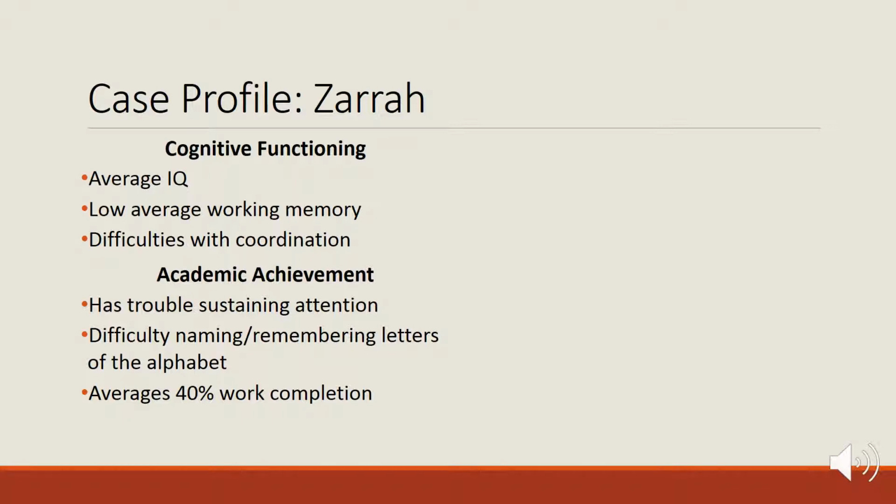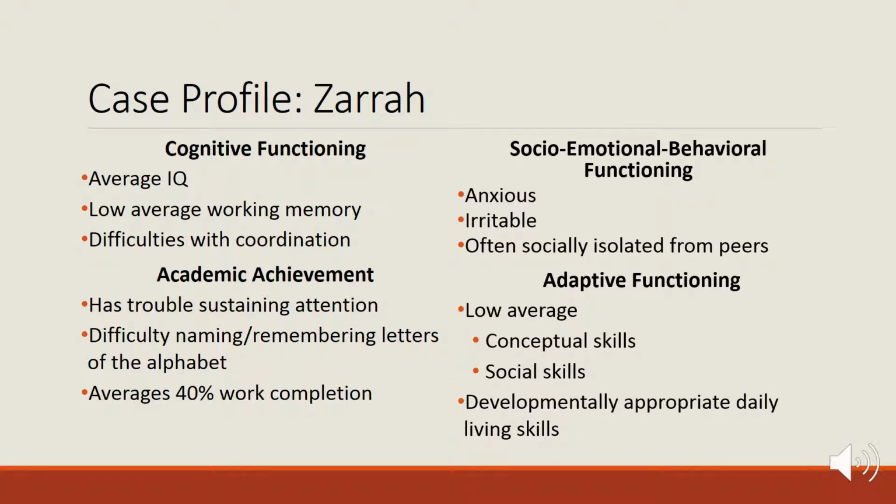For cognitive functioning, Zara has an average IQ, low average working memory, and difficulties with coordination. For Zara's academic achievement, she has trouble sustaining attention, difficulty naming and remembering letters of the alphabet, and she has an average work completion of 40%. For social, emotional, and behavior functioning, Zara is anxious, irritable, and often socially isolated from peers. For adaptive functioning, she has low average conceptual and social skills, although she's developmentally appropriate with her daily living skills.